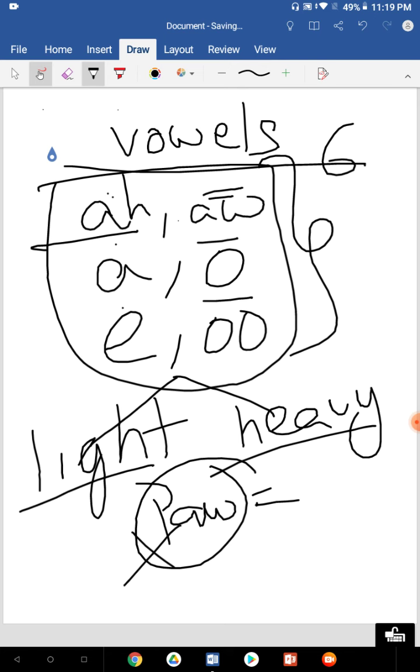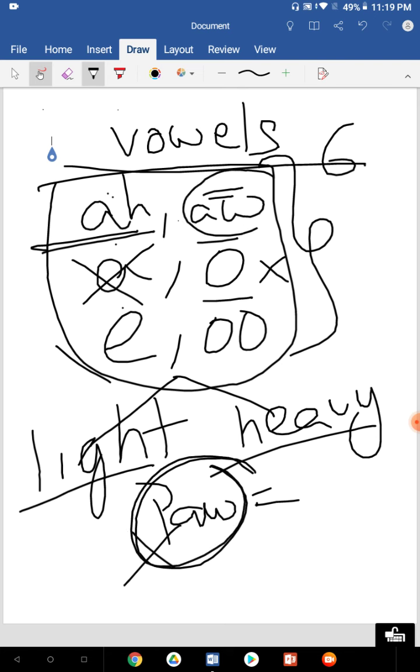We don't call it a pa, we don't call it a pe, we don't call it a o, we don't call it a pi or pu. The sound in the word paw, we hear absolutely an aw sound. So how do we write this word in steno?